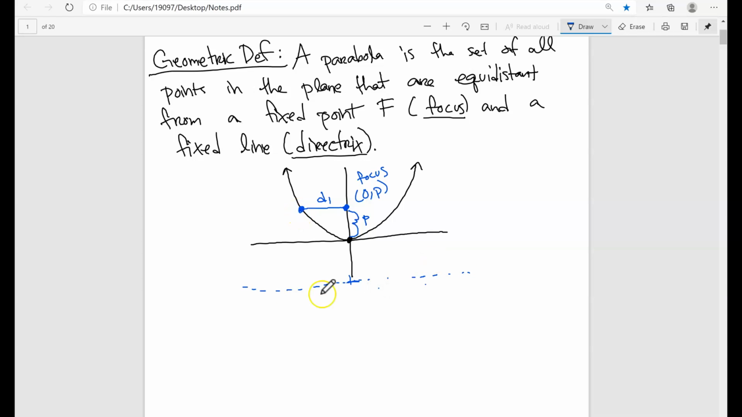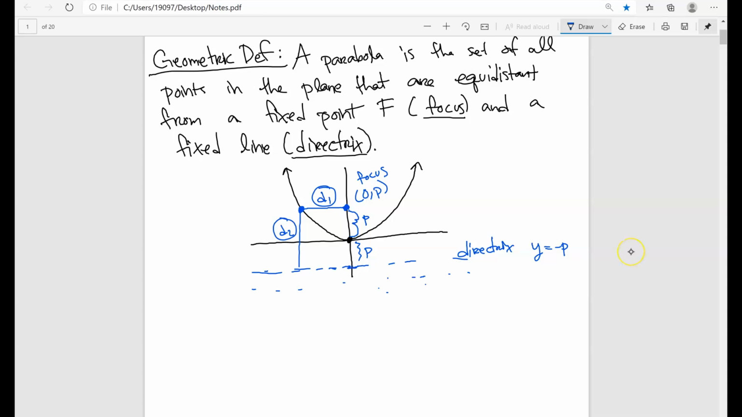So from this line, let me make it a little bit better. Let's say the line is down here, such that this is p units. So the line is right there, and the distance from here to here, which is d2, is going to be the same as d1. So these two distances are the same. That's what the geometric definition of the parabola is. This line is what we call the directrix, and you can clearly see that the equation of the directrix is y equals negative p, because going down p units is negative p.